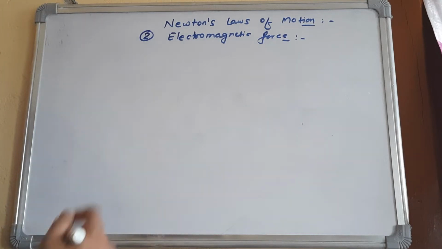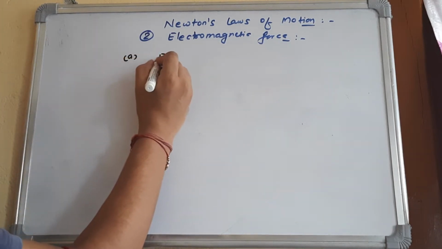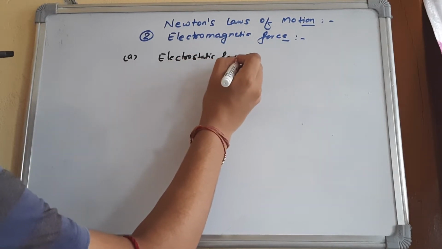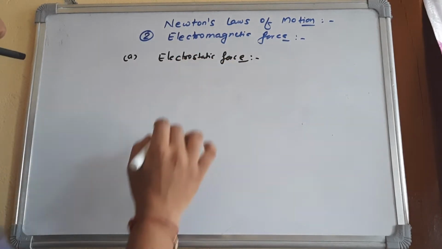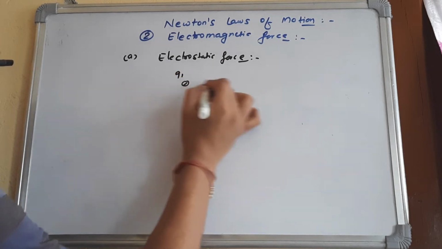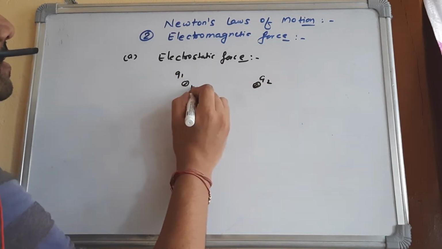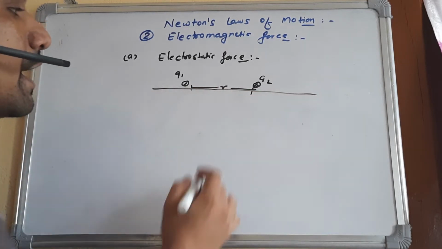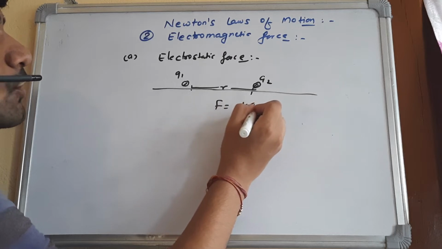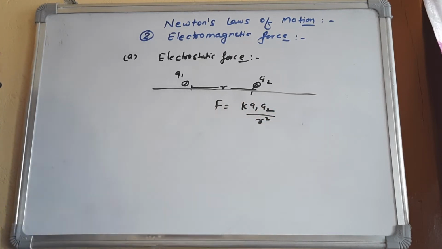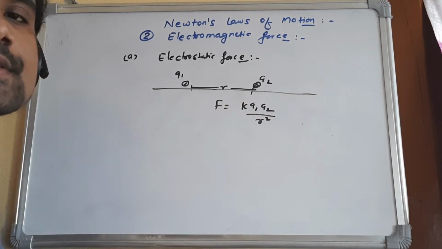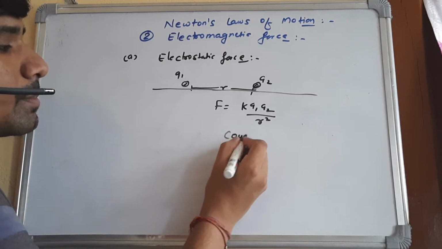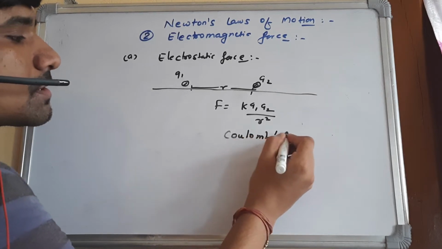So let's talk about one. For example, let's say one is electrostatic force. So you already know what is electrostatic force. So let's say if a charge q1 and charge q2 are separated by some distance r, there exists an electrostatic force between these two, which is given by F equal to k q1 q2 by r square. Looks similar to the gravitational force we discussed. So that expression was given by Newton, and this expression is called Coulomb's law of electrostatic force.